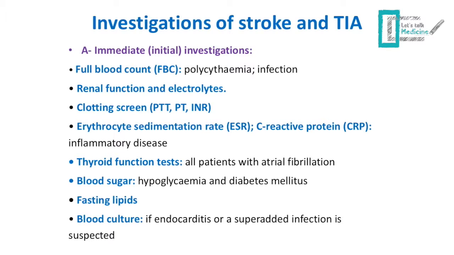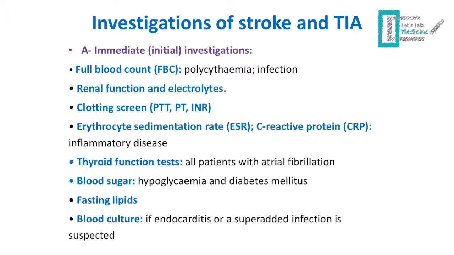For the initial investigations, you do a full blood count, and this might tell you that the patient has polycythemia or infection. In polycythemia, the patient has a lot of red blood cells, which increase the viscosity of the blood, and the patient will be more prone to clot formation. You also do renal function and electrolytes because sometimes electrolyte imbalances can give you symptoms similar to stroke. You also do the clotting screens, PTT and PT and INR.